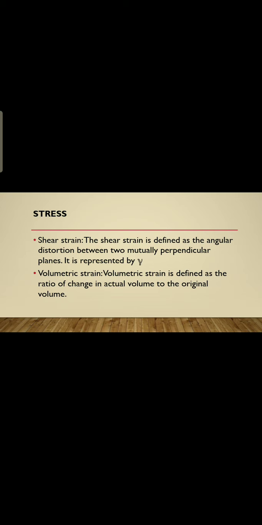Shear strain. The shear strain is defined as the angular distortion between two mutually perpendicular planes. Sorry, it is known as planes, not planets. So, angular distortion between two perpendicular planes, it is denoted by this symbol. Volumetric strain is defined as the ratio of change in the actual volume to the original volume. Okay, there will be the change in the volume divided by the original volume. Similarly, shear strain we have already discussed.